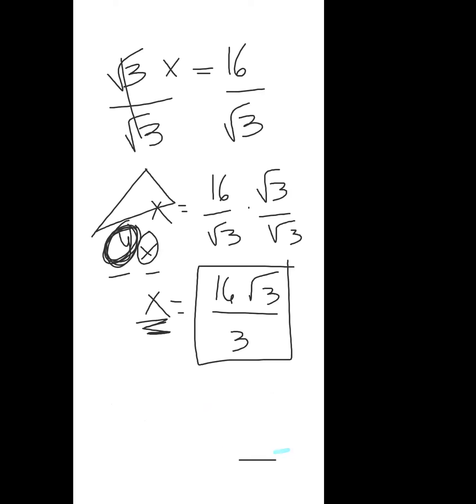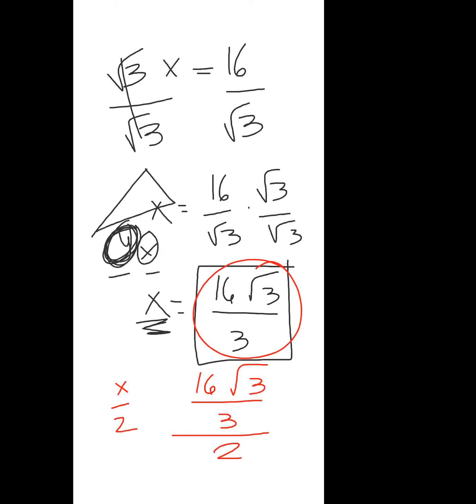So, kapag sinubstitute natin yan, since x over 2, ang x natin ay ito. So, kalahati niyan. So, 16 square root of 3 over 3, half niyan. So, ang 2, automatic meron siyang denominator na 1. At kapag kinuha natin yung reciprocal niya, we have 1 half. So, we have 16 square root of 3 times 1, we have 16 square root of 3. And then 3 times 2, we have 6.